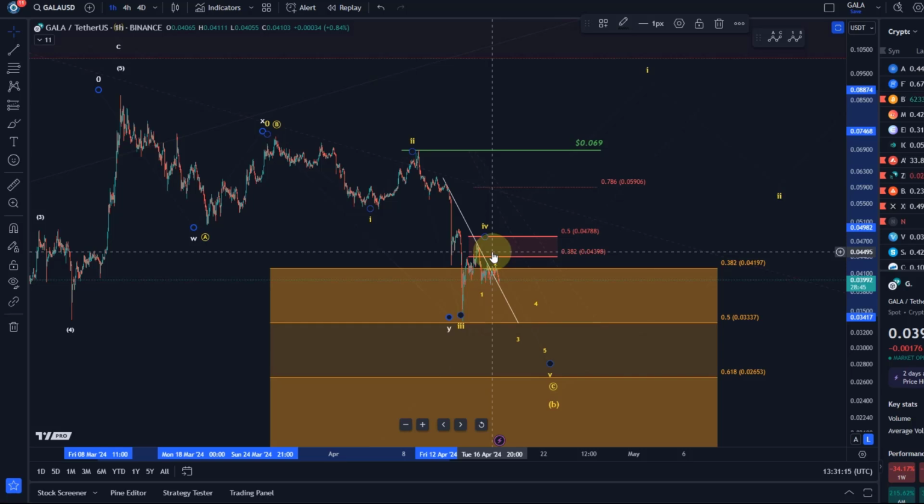At the moment the idea is one more low could happen, targeting possibly 3.3 cents to 2.6 cents next. If one more low forms, it makes sense that it would target the area around 2.6 cents.